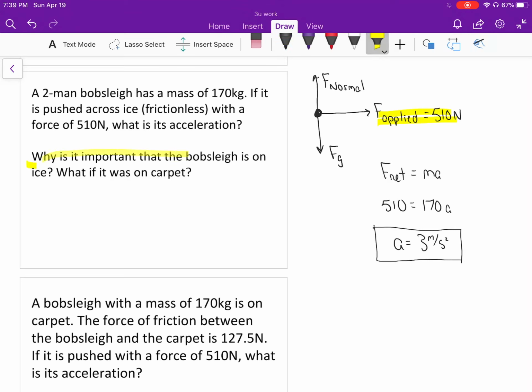Now, the point of this one, and bumping it up a level with the next one, why is it important that the bobsleigh was on ice? How would this question change if there was friction? Think about it, and I'm going to scroll down and we'll tackle the next one.